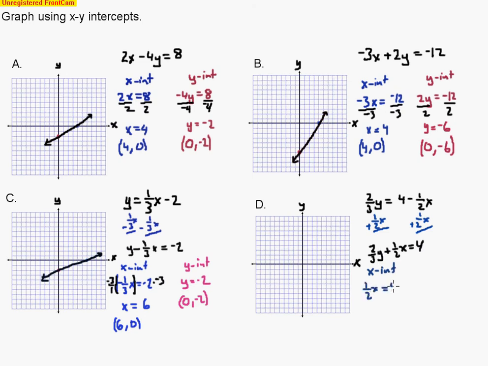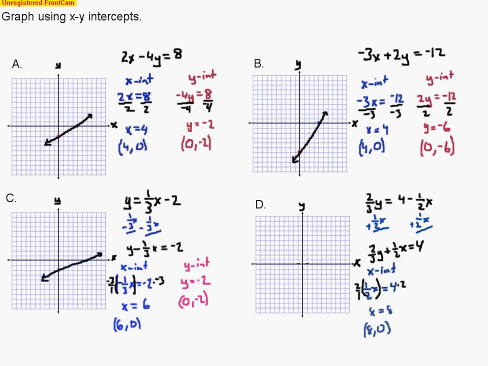It equals 4. So to solve this, I'll do the same as I did before. I'm going to multiply by that reciprocal. So the reciprocal is 2/1. So I'll multiply the other side by 2 as well, or 2/1. It means the same thing. And when I do that, I'm left with an x equals 8. So it's 8, 0. When y is 0, x is 8.